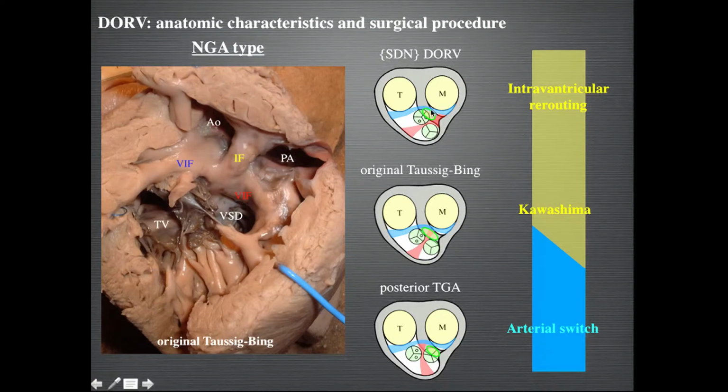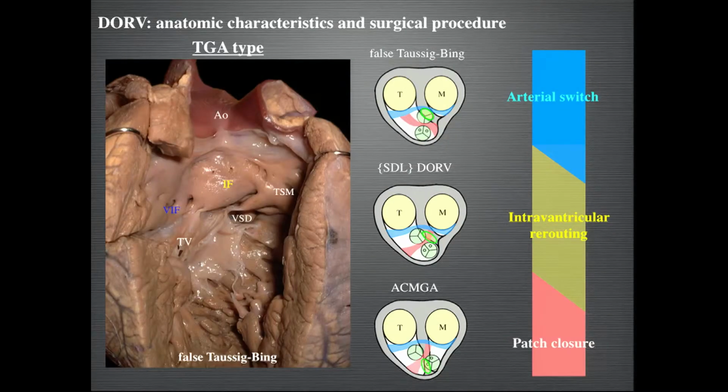And then for the normal relation DORV and the sub-aortic VSD, interventricular rerouting is used on many occasions, the Kawashima method, it means interventricular rerouting. And sometimes with posterior TGA, it is very difficult to close the VSD directly and make a left ventricular outflow tract. And then the arterial switch procedure fits this anatomy very well.